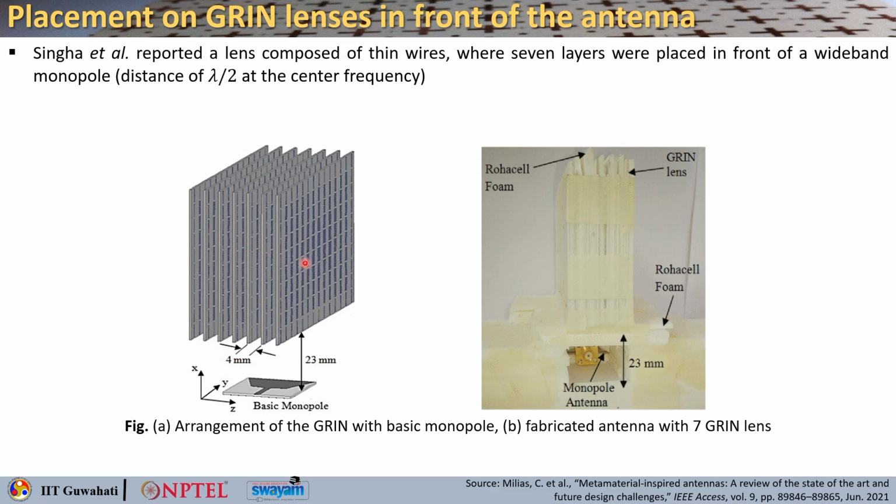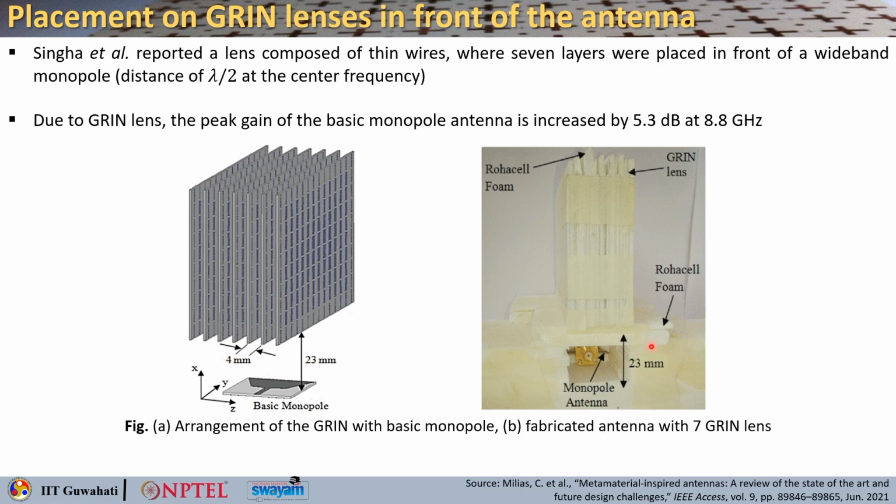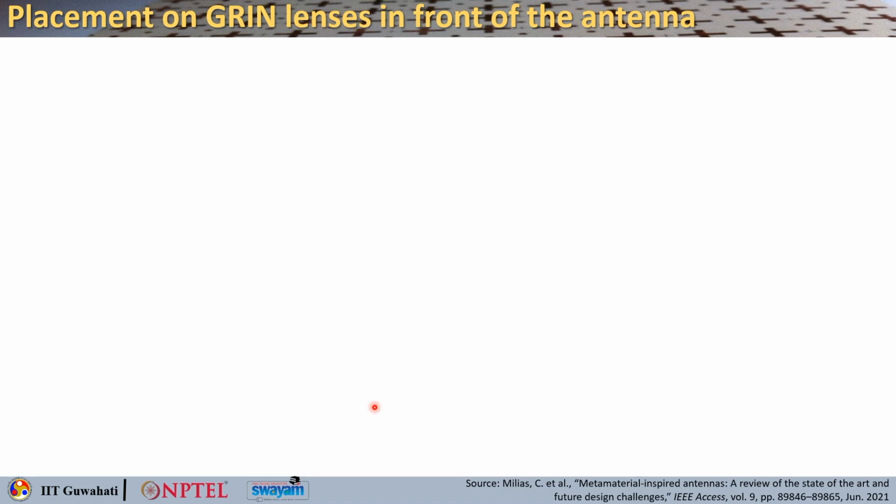So, you can see the thin wires all are having different sizes. Okay. So, this is an antenna, the same thing done in experiment. Okay. So, because of this green lens, the peak gain of this basic monopole antenna was increased by 5.3 dB at 8.8 gigahertz, which was the center frequency, right.